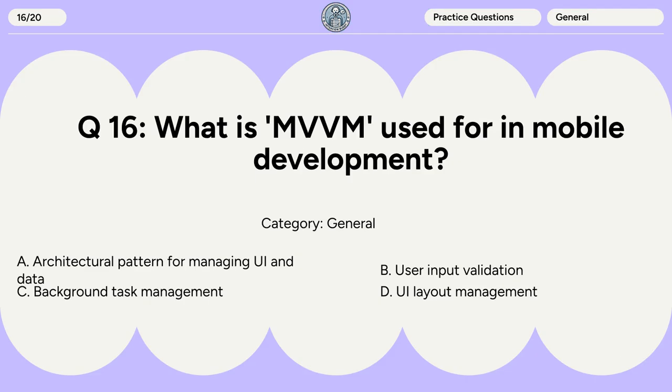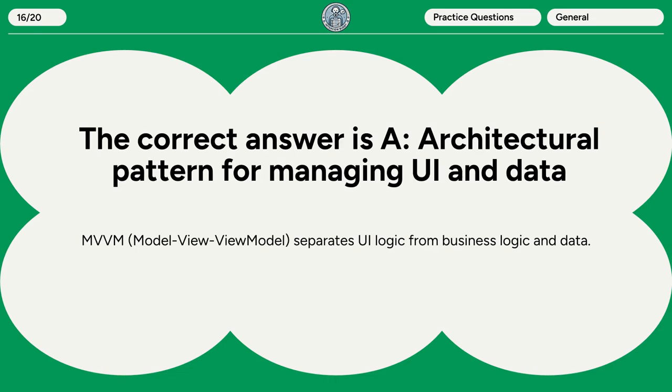Question 16. What is MVVM used for in mobile development? A. Architectural pattern for managing UI and data. B. User input validation. C. Background task management. D. UI layout management. The correct answer is A. Architectural pattern for managing UI and data. MVVM, Model-View-ViewModel, separates UI logic from business logic and data.